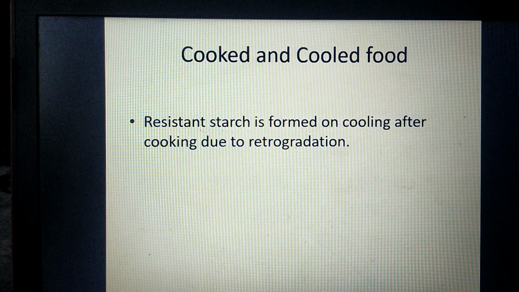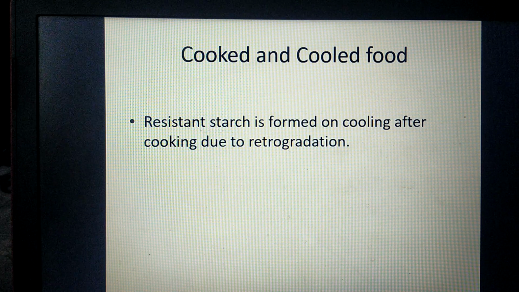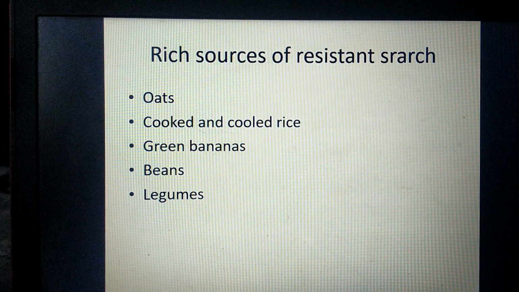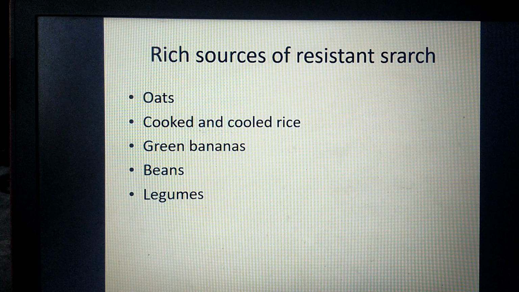But if we cool the food after cooking, the starch granule size decreases due to a process called retrogradation. Therefore, a starch molecule cooled after cooking is resistant to digestion. The main sources of resistant starch are oats, cooked and cooled rice, green bananas, beans, legumes, etc.